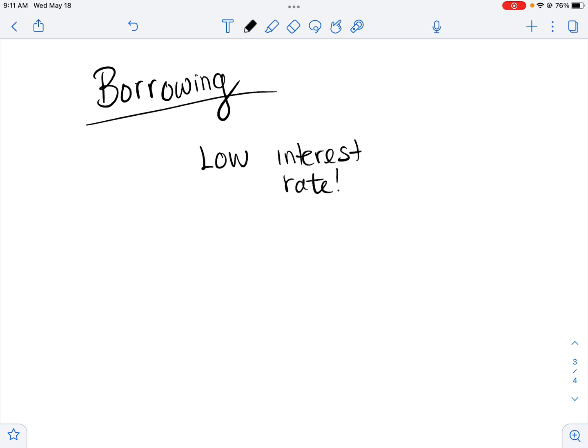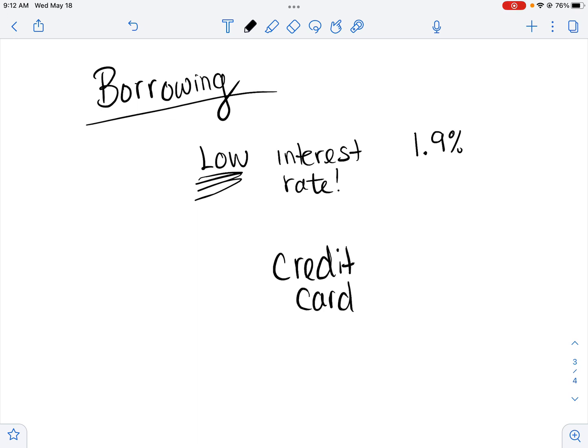So I think I have a mortgage, and I think my interest rate is like 1.9%. So that's a pretty low interest rate. So you always want to look for a low interest rate. You don't want to borrow money at some high percent. So for example, a credit card. Let's say you wanted a credit card, and let's say you couldn't pay your credit card off because you charged too many things and you don't have enough money. Credit card companies are crazy. They charge like 19% interest. So you have to be really careful about your interest rate.